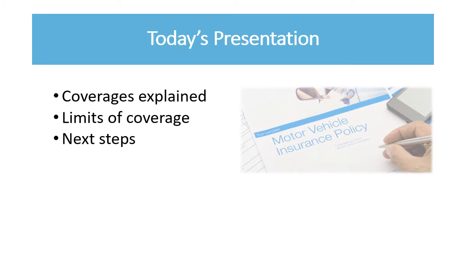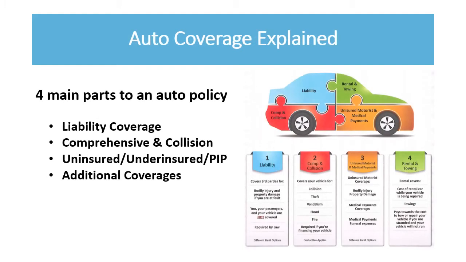In today's presentation, we will go over the different coverages offered in your auto policy, what the limits of coverage are, and the next steps. Generally, auto insurance can be broken down into four main parts: liability coverage, comprehensive and collision coverage, uninsured and underinsured coverage, along with personal injury protection or PIP, and optional coverages you can add to your policy for additional coverage. We will go into more detail on what these entail later in this presentation.